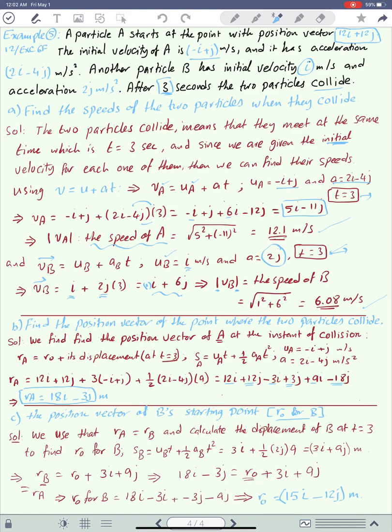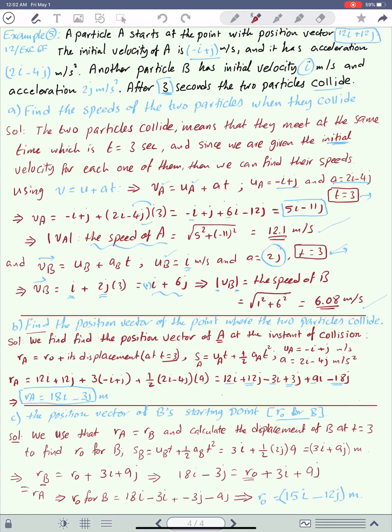In part B, he wants to find the position vector of the point where the two particles collide. He wants the displacement. Be careful here, dear students. Many students think that when we say "find," we mean work out the value. This is not true. When we say find in mathematics or mechanics, our answer is a vector. Find the position vector. He wants the vector.